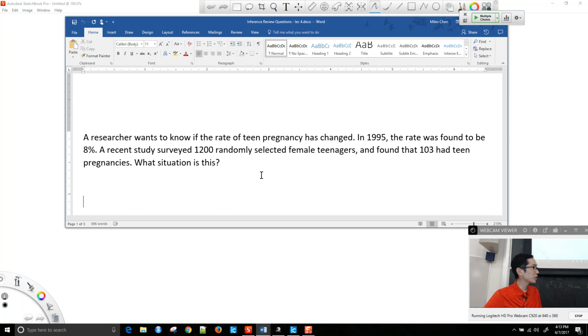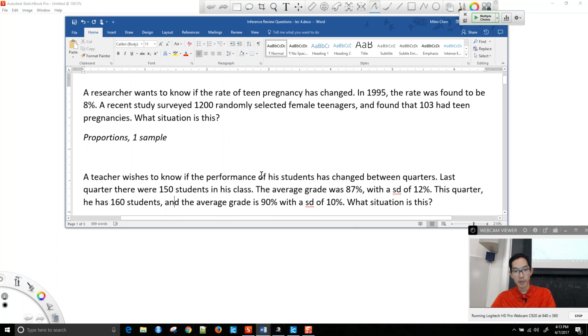So in these ones, I don't have anything indicating whether it's a confidence interval or a hypothesis test, but you should be able to decide whether you've got proportions or means and one sample or two samples, okay? So this one would be a situation with what? And how many samples? Yeah, so this would be proportions, one sample. Okay, so that's our answer there.